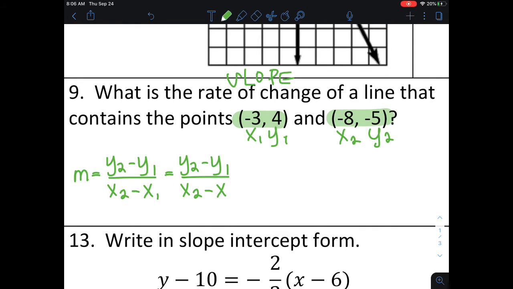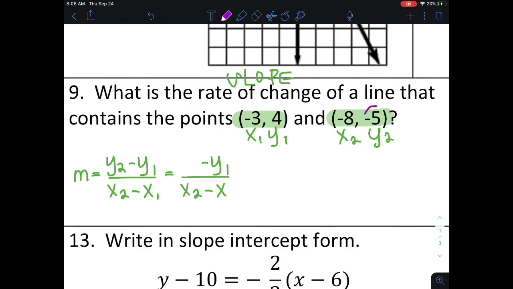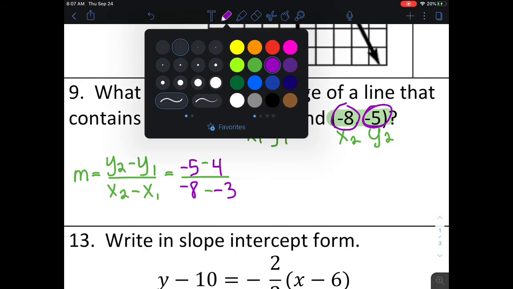Okay. All right, so y2, let's see, y2 was -5, so I'm gonna go with -5 there. y1 was 4, so I'm gonna put a 4 there. x2 is -8, so I'm gonna put a -8 here. And this was supposed to be x1, my bad. x1 is -3. So I'm going to go ahead and put a -3 right there.